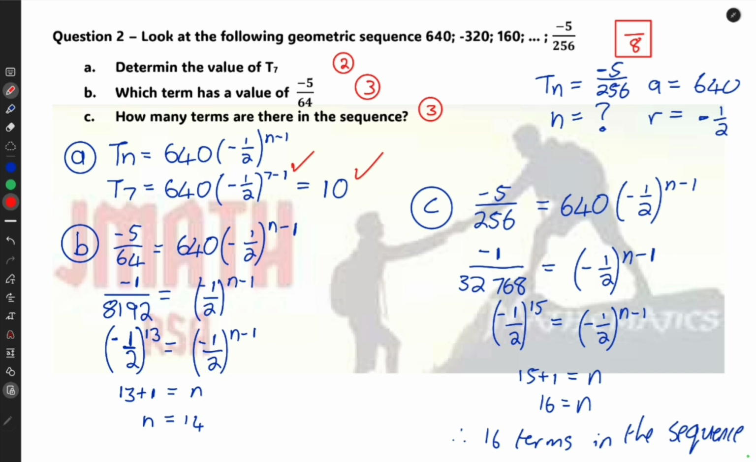Question B, which term has a value? So I'm going to get a mark for subbing in, a mark for 13, and then a mark for n is actually equal to 14. Last one, I'm going to get a mark for subbing in, a mark for 15, and then a mark because there are 16 terms.